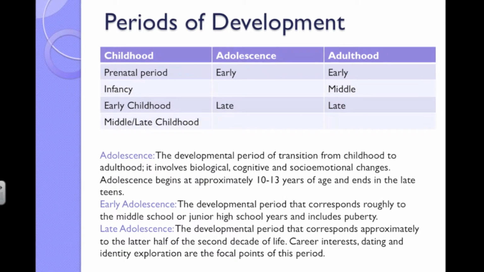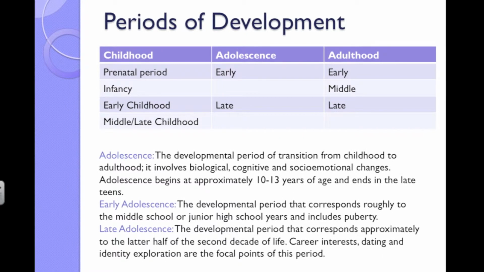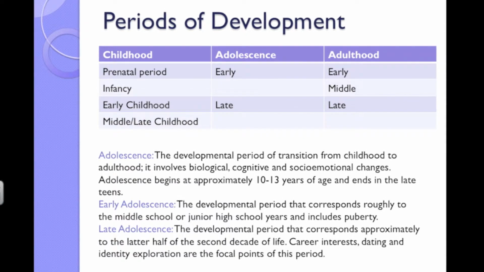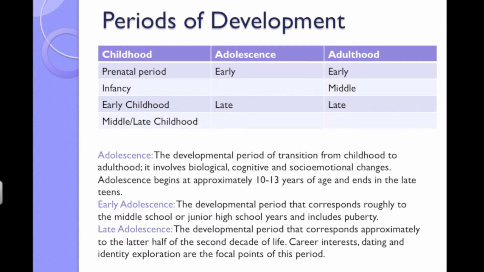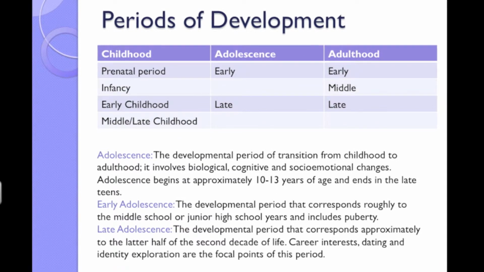Childhood includes the prenatal period, infancy, early, middle, and late childhood. The prenatal period is the time from conception to birth. Infancy extends from birth to somewhere between 18 and 24 months. Early childhood is from the end of infancy to 5 or 6 years of age, and middle and late childhood extend from 6 to 11 years of age.